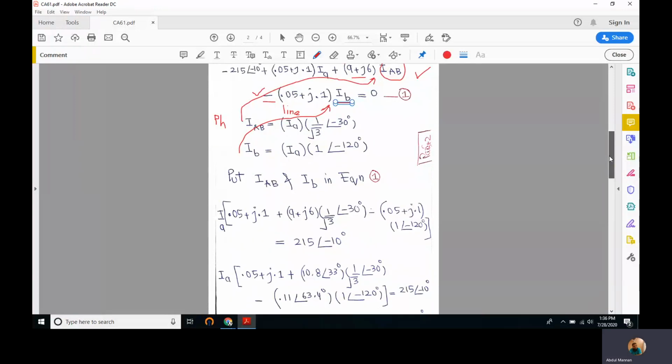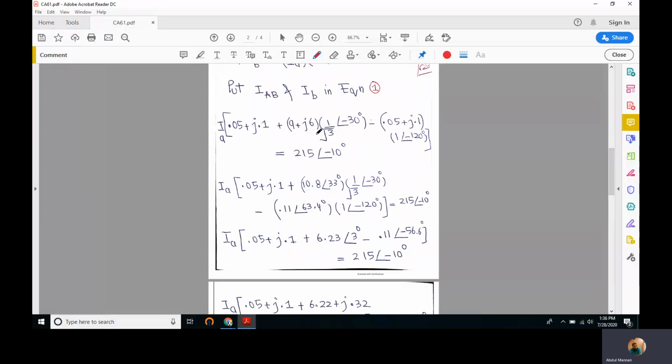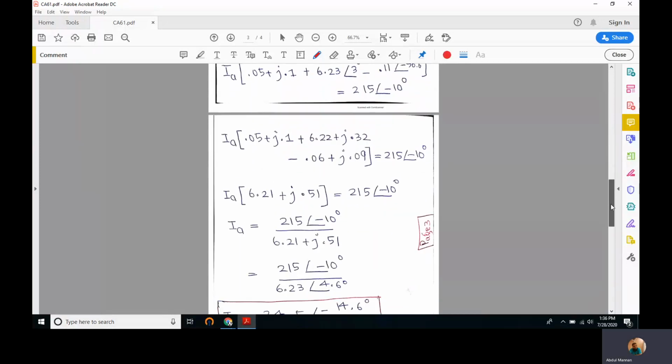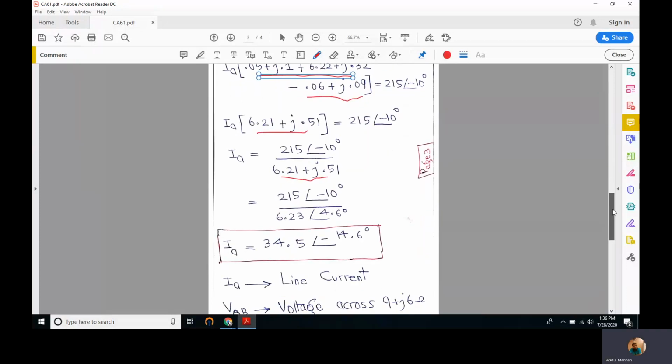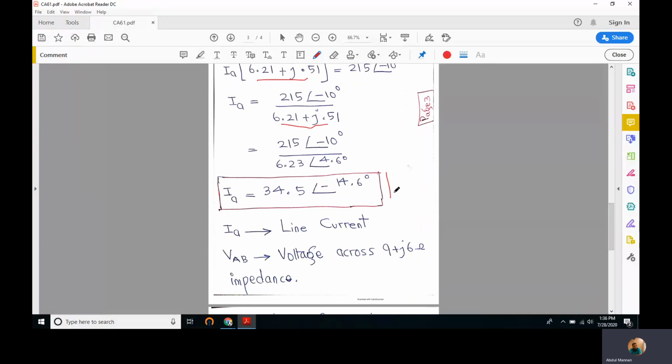Putting these values takes us to a point where we have these complex numbers. We have to multiply these complex numbers first, so we have to take them into polar form to multiply. We have converted this into polar form to multiply, and once this multiplication is over, we can convert them back into rectangular representation so that real parts can be added to real and imaginary to imaginary. Then finally, this number is converted into polar form to compute IA. IA is the line current.